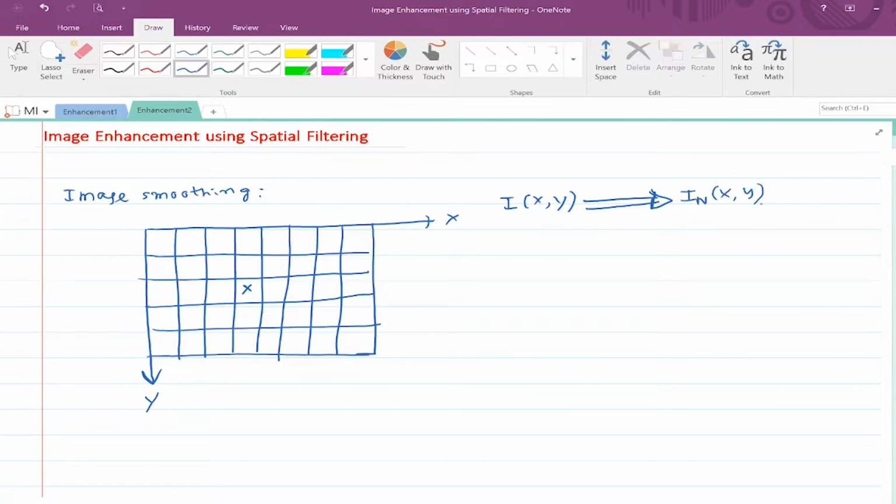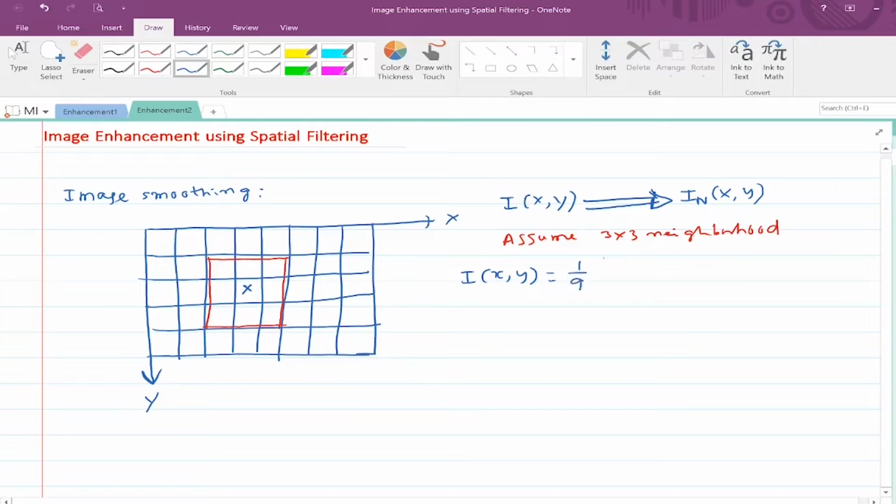Let's focus on this pixel. Assume that we are looking in a 3 by 3 neighborhood of that pixel. You want to take the average of all those pixels. Assume here 3 by 3 neighborhood for performing image smoothing. How do we do it now? I_n of x comma y will be equal to, so we are considering a 3 by 3 neighborhood here.